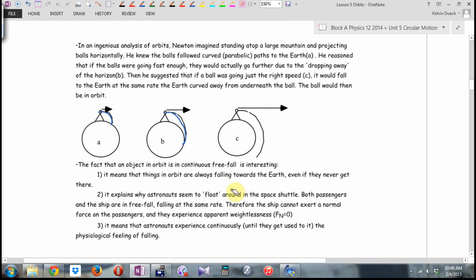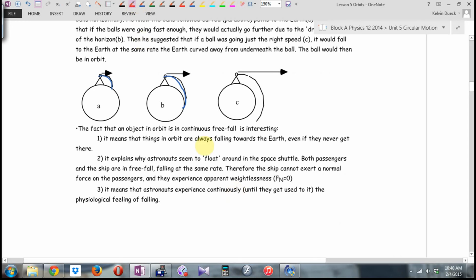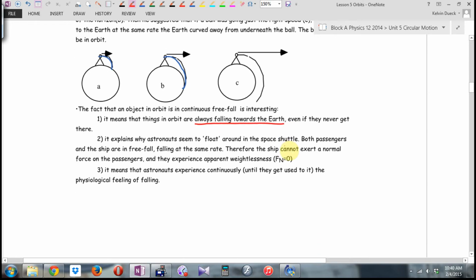What this means is that objects in free fall are always falling towards the Earth, even if they never get any closer. It explains why astronauts seem to float in the space shuttle. Both the passengers and the ship are in free fall, and so it's not that mg is zero, the normal force is zero. This is why I've gone on that rant for years about what you think of as your weight actually being the normal force. Take that away, and you would think you were floating. And it means that astronauts experience continuously, until they get used to it, the physiological feeling of falling.